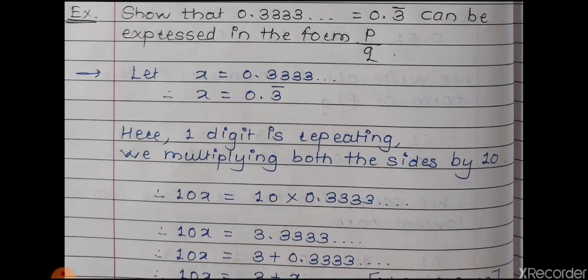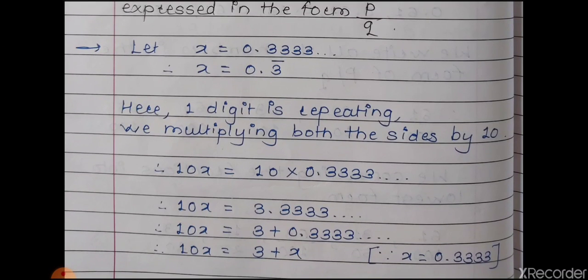Here one digit is repeating, therefore we multiply both sides by 10. Note that if one digit is repeating, then multiply both sides by 10. If two digits are repeating, then multiply both sides by 100. If three digits are repeating, then multiply both sides by 1000. Here one digit is repeating, so we multiply both sides by 10. So we get 10x equal to 10 into 0.333 and so on.